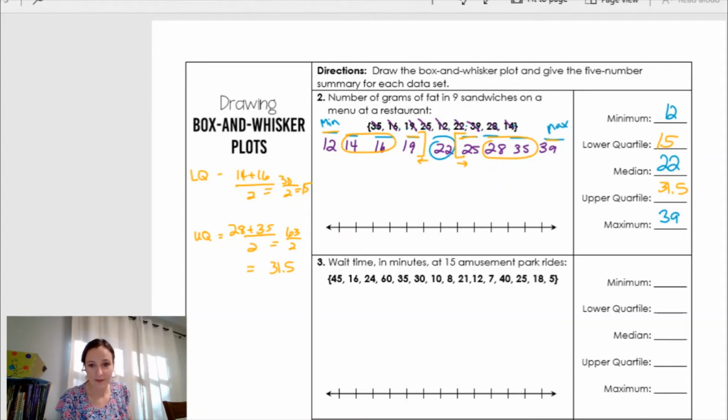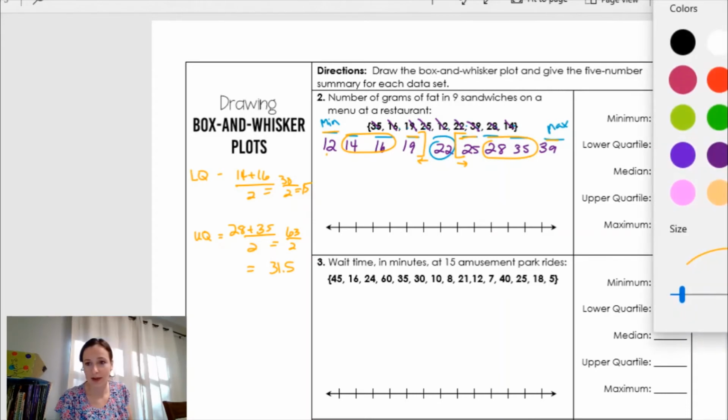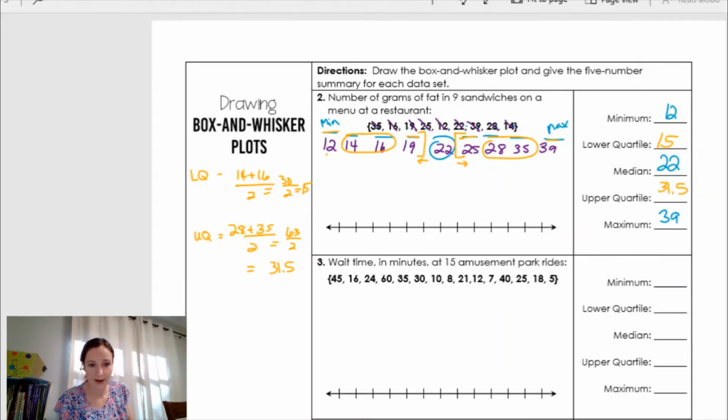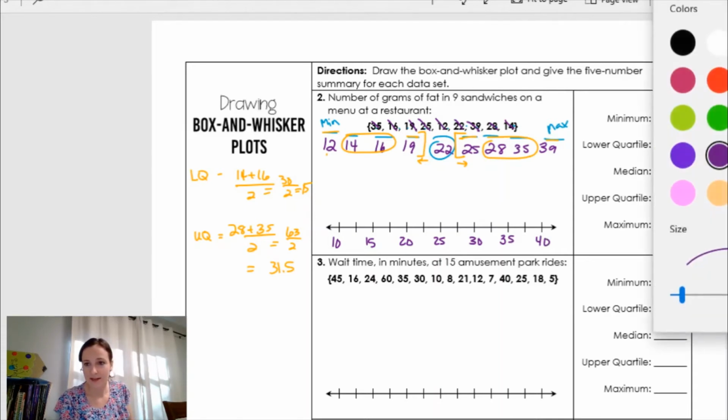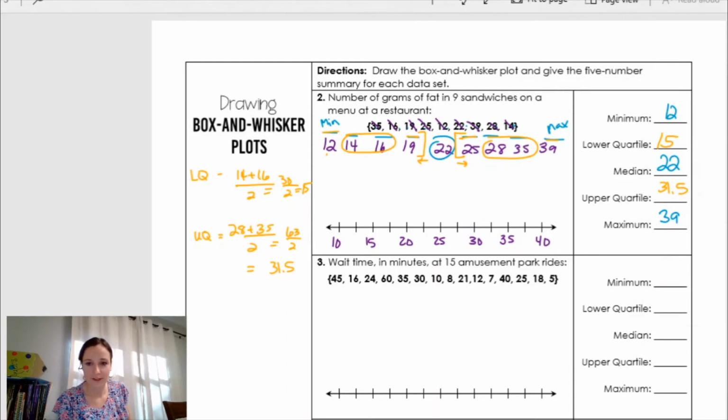Now let's go ahead and graph these. Okay, so notice here that my lowest value is 12 and my highest value is 39. So I think on my graph, I'm going to go by 5. So maybe I'll go 10 here, 15, 20, 25, 30, 35, and 40. You want to be able to fit all your data here. So this looks good. And let's go ahead and graph first the minimum value.